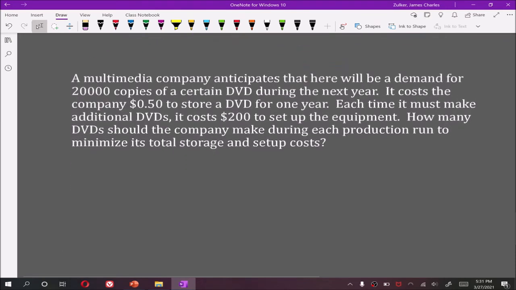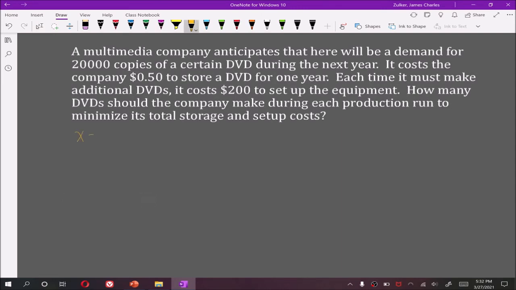a multimedia company anticipates that there will be a demand for 20,000 copies of a certain DVD during the next year. It costs the company 50 cents to store a DVD for 1 year. Each time it must make additional DVDs, it costs $200 to set up the equipment. How many DVDs should the company make during each production run to minimize its total storage and setup costs?